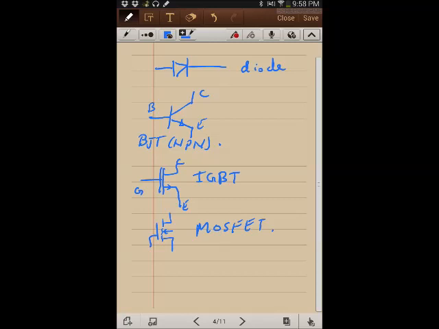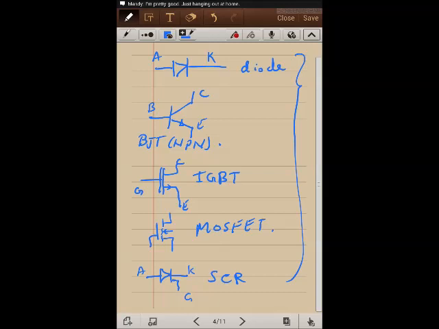And I will also present some lectures about the SCR, which is silicon controlled rectifier. This is the gate, this is the cathode, this is the anode. These are the most common types of power switching devices used in power electronics. And each of them has its own characteristics, and we will know about them when we use each one of these devices.